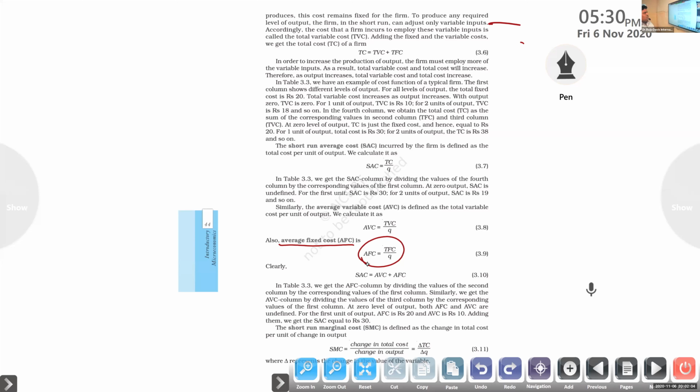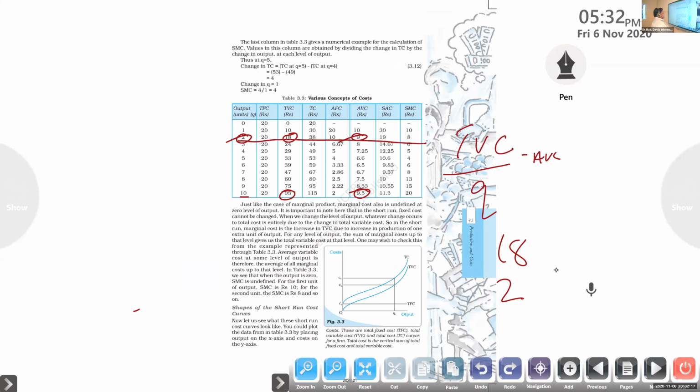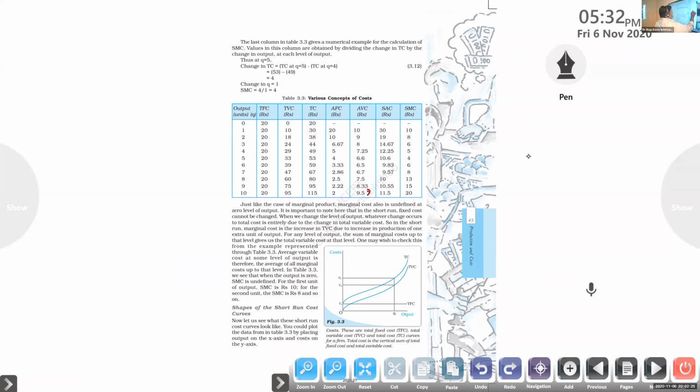So check here. This is called average fixed cost, AFC. AFC is equal to TFC, total fixed cost divided by the quantity. Come to the table here. What is the formula to find out average fixed cost? Average fixed cost is equal to total fixed cost divided by the quantity. You can see here AFC is mentioned. Coming to the fourth one, AFC is 5 divided by the quantity.